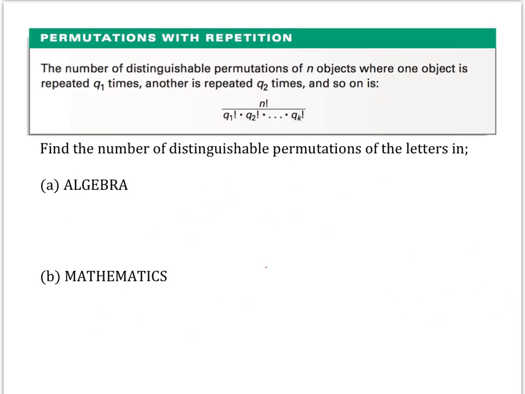Now, in some scenarios we'll have permutations without repetitions, other times we'll have permutations with repetitions. If there is a repetition, we want to talk about the formula for permutations with repetition. Now, the number of distinguishable permutations of n objects, remember, we said n is going to be all of our options, where one object is repeated Q1 times, another object is repeated Q2 times. We will use this formula here.